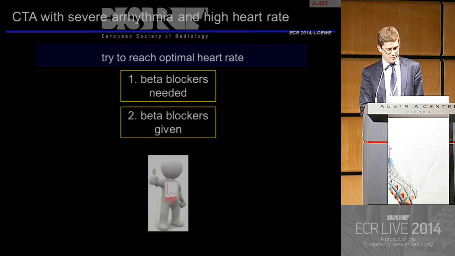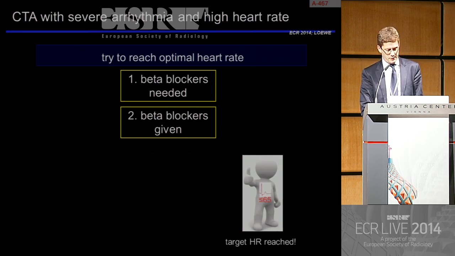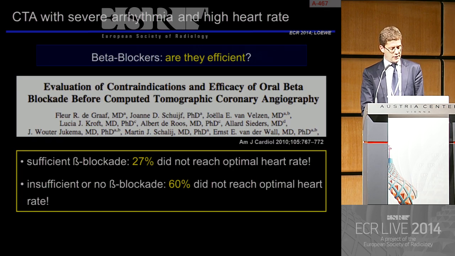If the beta blockers are given, there are two options, of course. The target heart rate could be reached, then everything is fine, and we can proceed with the cardiac CT as normal. But there are still patients, as shown by this paper again, in whom the beta blockade was not sufficient, maybe because not enough beta blockers were given, or the reaction of the patient was not sufficient. In this paper, about 60% with insufficient beta blockade did not reach the target heart rate.